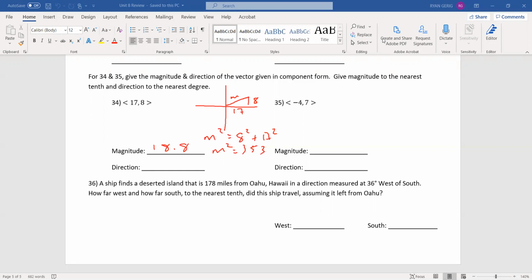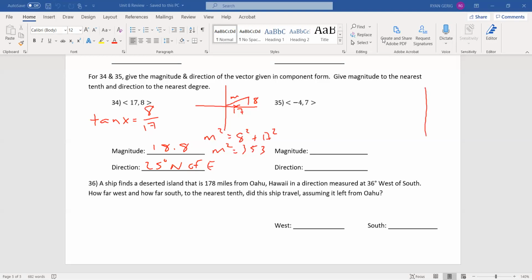To find the direction, that's that angle right there. I am going to do tangent of x equals 8 over 17. Inverse tangent, 8 divided by 17, gives me 25.2 degrees to the nearest whole number, so 25 degrees, and that's going to be north of east.